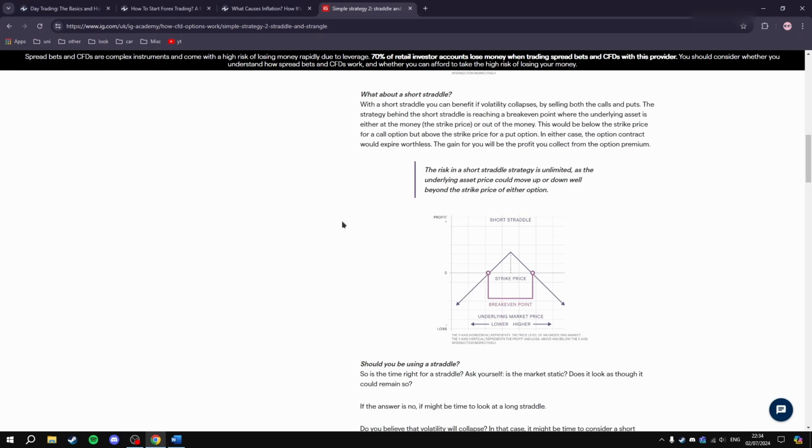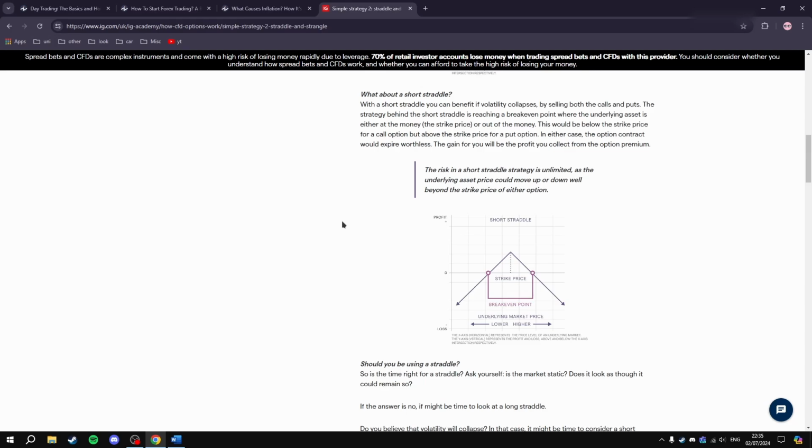The strategy behind the short straddle is reaching a break-even point where the underlying asset is either at the money strike price or out of the money. This could be below the strike price for a call option but above the strike price for a put option. In either case, the option contract will expire worthless. The gain for you will be the profit you collected from the option premium.